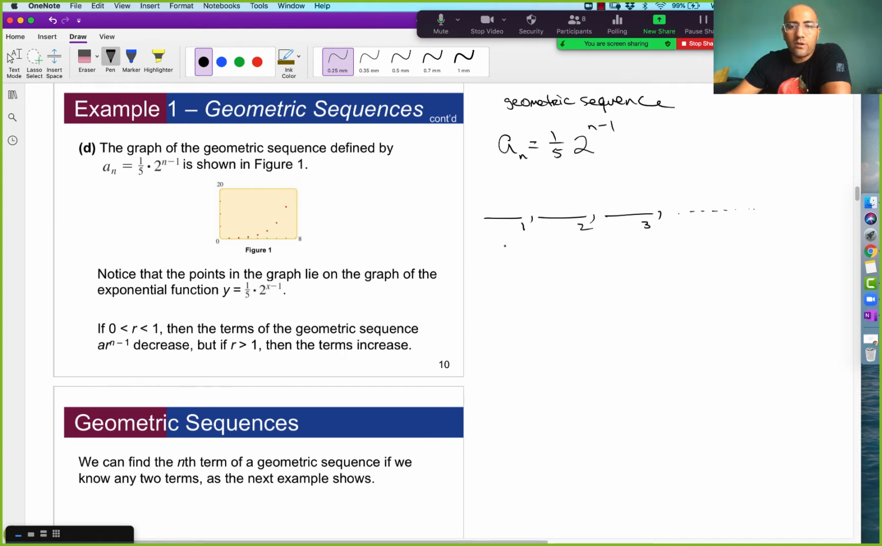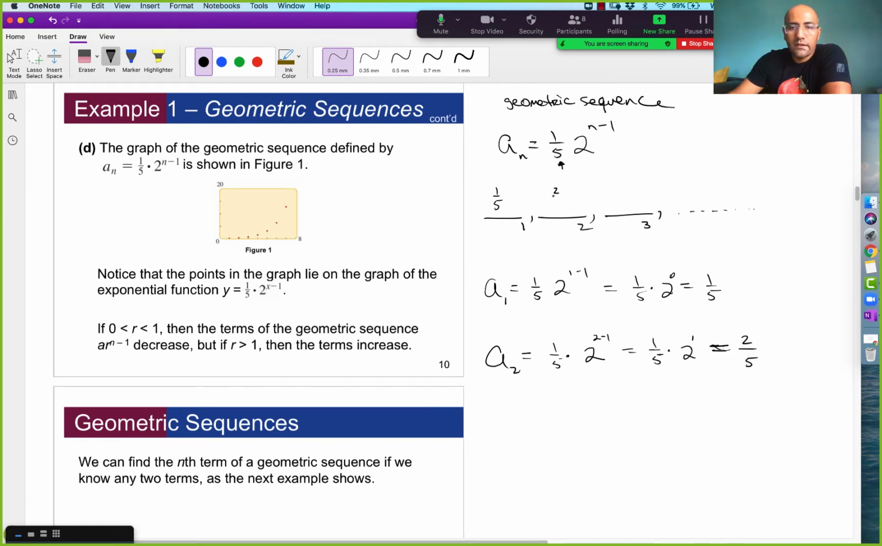The first one on the list, a sub 1, is equal to 1/5 times 2 to the 1 minus 1. 1 minus 1 is 0. The whole thing is just going to be equal to 1/5 times 2 to the 0. 2 to the 0 is 1, so the whole thing is just 1/5, right? Okay, that's what we expected. It's the initial value a. Then a sub 2 is going to be equal to 1/5 times 2 to the power of 2 minus 1, which is going to be equal to 1/5 times 2 to the first power, or just 1/5 times 2. So that'll be 2/5.